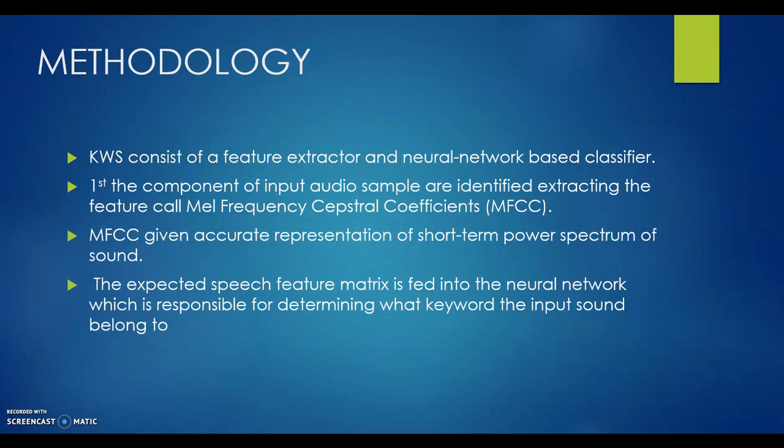KWS consists of a feature extractor and a neural network-based classifier. First, the components of the input-output sample are identified, extracting the feature called Mel frequency cepstral coefficients (MFCC). The MFCC gives an accurate representation of the short-term power spectrum of sound. The extracted speech feature matrix is fed into the neural network, which is responsible for determining what keyword the input sound belongs to.